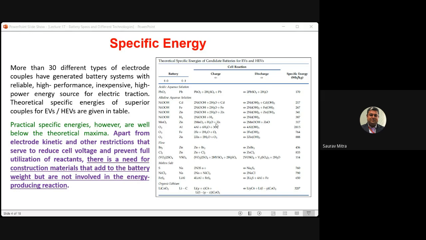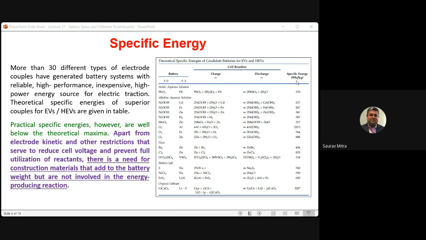I will not be able to explain everything today, but you just see this table, because initially there was acidic aqueous solution. This is taken from the book of Ehsani, and you are finding NiOOH. There are a lot of alkaline aqueous solution batteries likewise, and towards the end you are finding lithium and carbon, Li and C. LiCoO2, they are the candidates for the new battery for EVs and HEVs. And you can find out the specific energy, watt hour per kg.